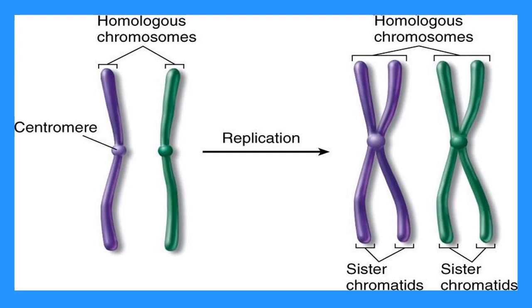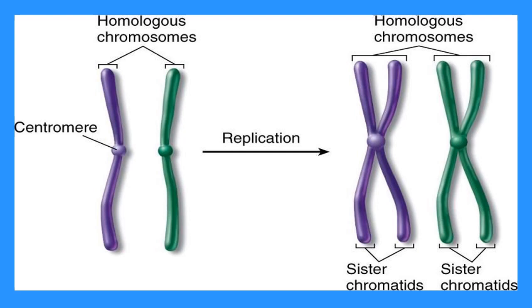Both green and purple chromosomes are called homologous chromosomes. Homologous chromosomes are made up of chromosome pairs of approximately the same length and centromere position. At the center of both chromosomes is the centromere. A centromere is the specialized DNA that links a pair of sister chromatids.